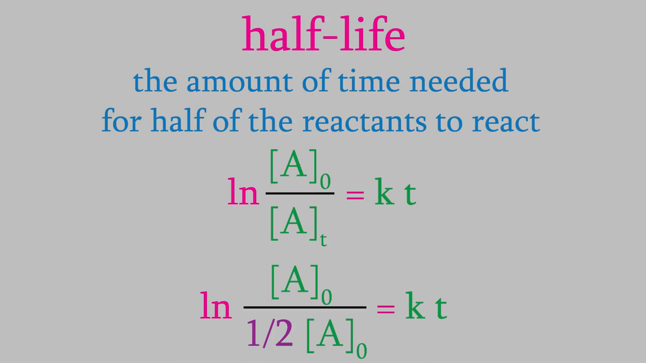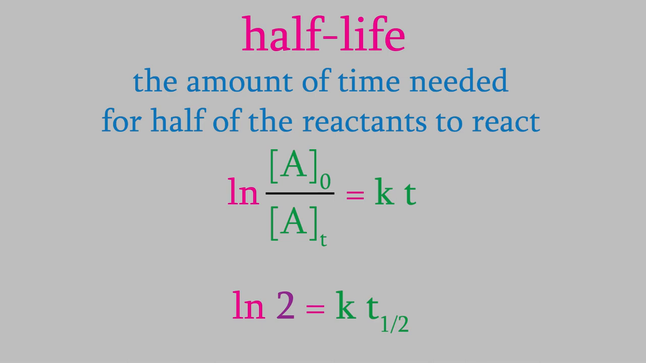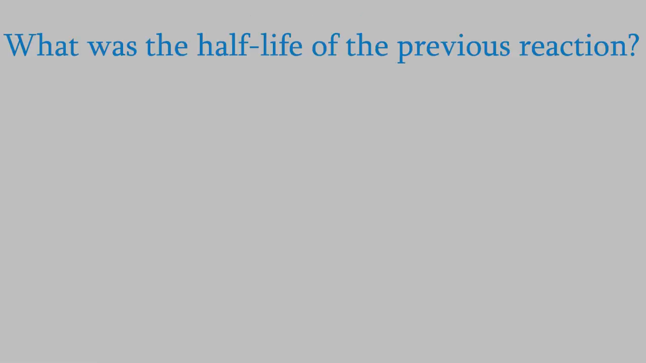If you look carefully at this fraction, you'll see that the concentrations will cancel out, so the left side of the equation is just the logarithm of 2. The time at which this happens is the half-life, so we'll put a little subscript 1/2 on the t to remind us about that. This is a useful equation. If we know the half-life, k is easy to get, and vice versa. Let's try an example. In the previous problem, where we were working with dinitrogen pentoxide, what was the half-life of this reaction?